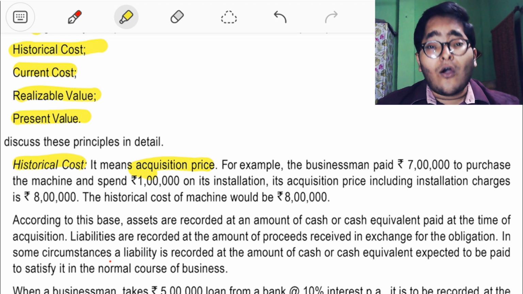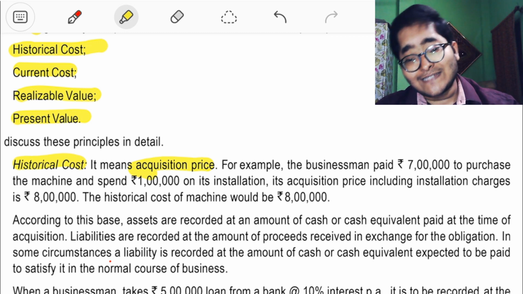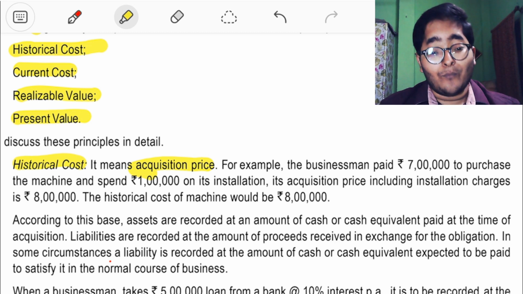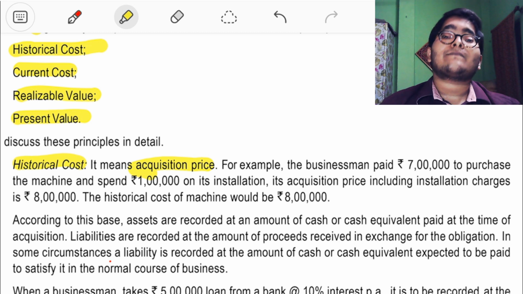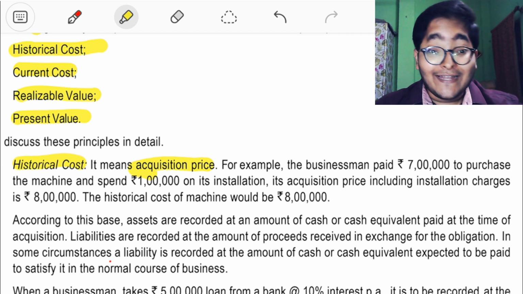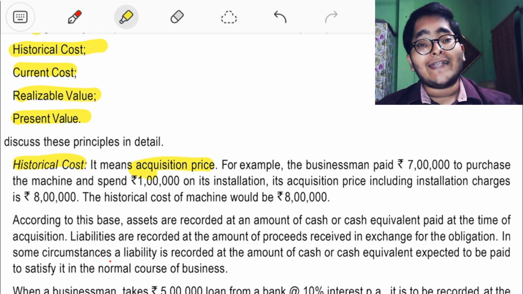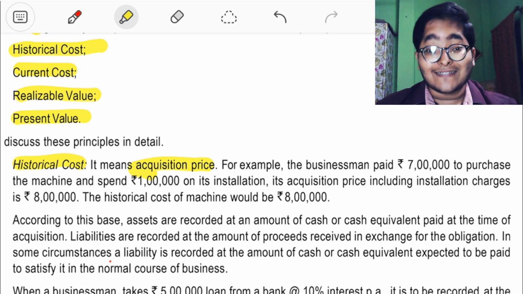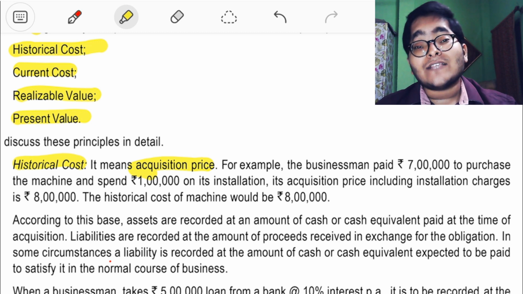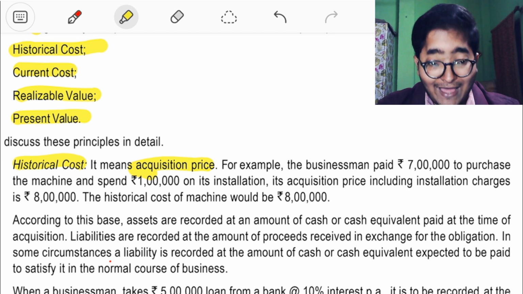So the cost of that fixed asset is rupees 7 lakh for the businessman. But to bring the machinery to a usable condition so that the businessman can use the machine, it needs to be installed, and the installation charge is a one-time expense for the asset. That is why installation cost is also included under this historical cost or acquisition price, and that is why the historical cost is rupees 8 lakh.